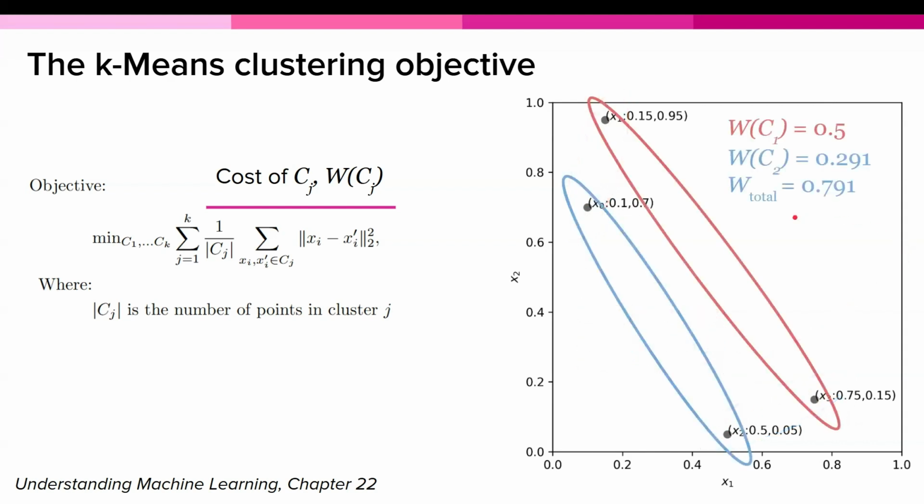So we can contrast this with a different clustering solution, and immediately see how this is less preferable in terms of the k-means cost function. The reason for this is that the points within a given cluster are further apart. And so this increases the average pairwise distances between points within the clusters, and therefore the overall cost is higher. So yeah, the cost of cluster 1 is 0.5, and the cost of cluster 2 is 0.291. And so the overall cost is 0.791, which is much worse than what we had before.